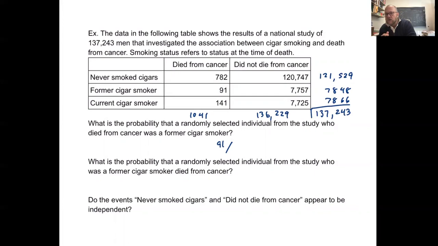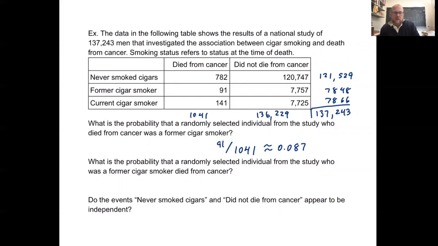So that means we're looking at the ones who died from cancer. And that means that we will say out of 1,041. Now, I think that's a good enough number there, but often it helps to get approximations. And so that looks like about 0.087, all right?